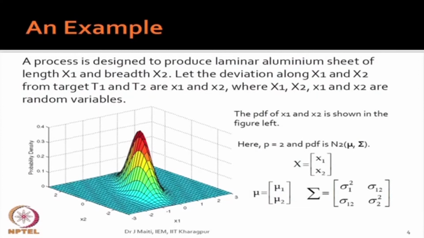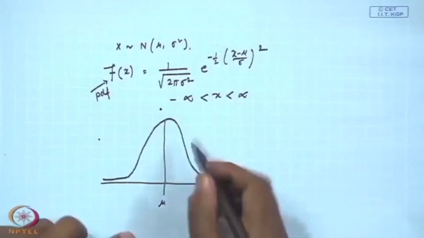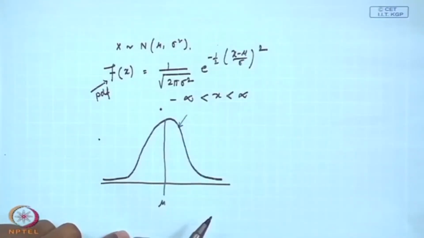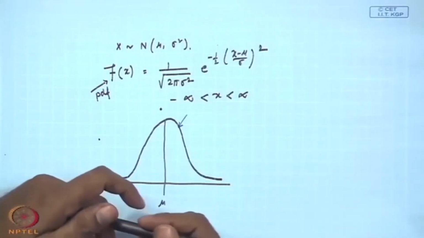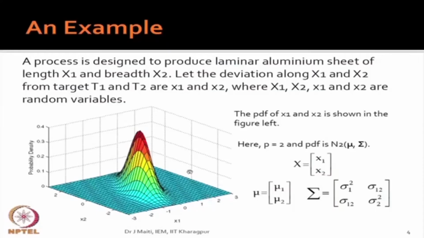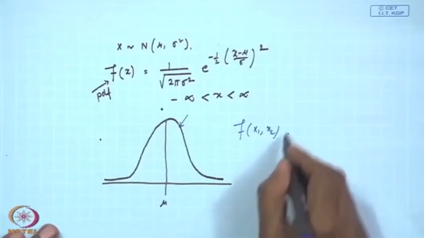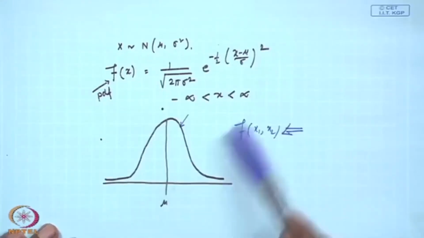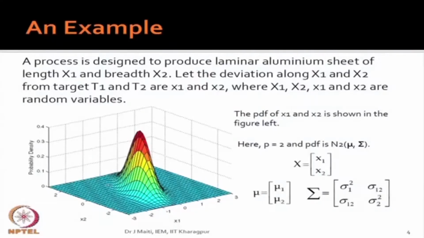So, the univariate PDF is this. You want to visualize its multivariate counterpart. So, let us consider a bivariate case. You see this slide, in this slide you see that there are two variables x1 and x2 and probability density, that is joint density, f of x1 and x2. So, this is what is given in the figure.